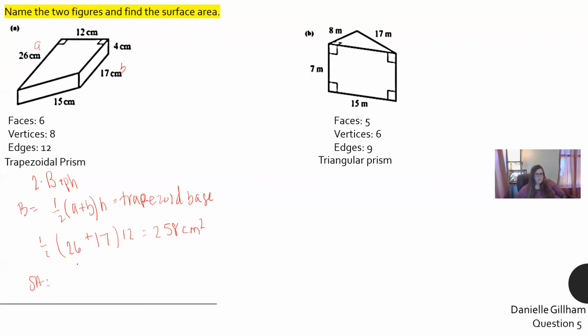So in order to find the surface area, now that we know the base, we do this little formula. So we have 2 times 258, what we got right here, the base, plus 70 times 4.